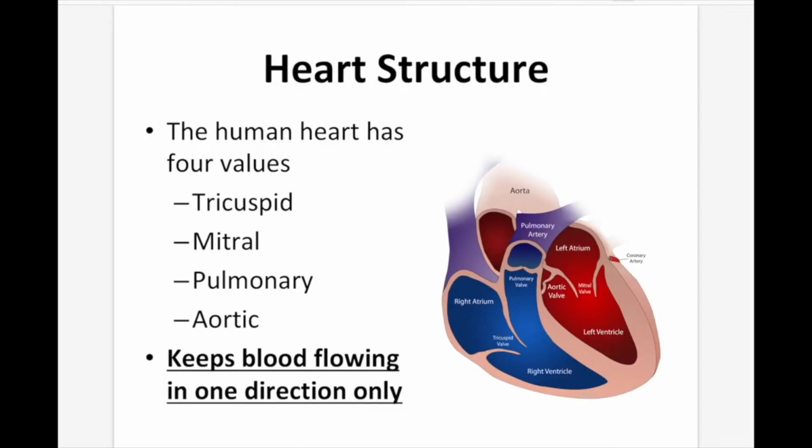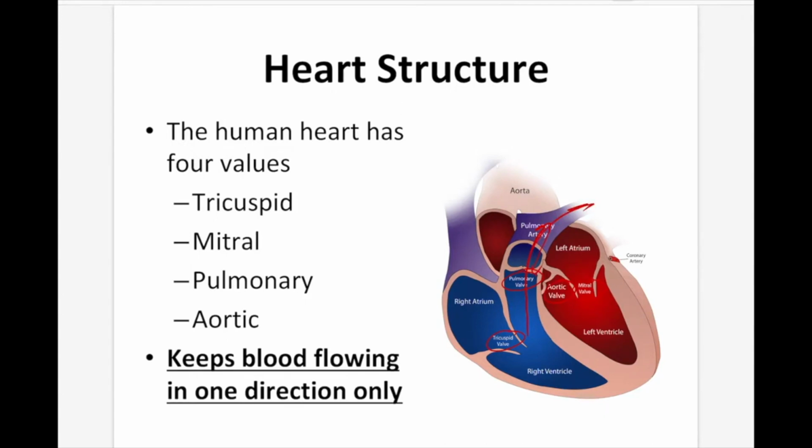Now, the human heart also has 4 valves. We're going to have the tricuspid, which is here, the mitral, which is there, pulmonary, and aortic. Now, what they're going to do is keep blood flowing in a single direction. So if blood goes up this way, it can't fall back down because this valve is going to close. There's only one way that it can travel. Same with this valve right here. In this case, it's going to be the opposite way.